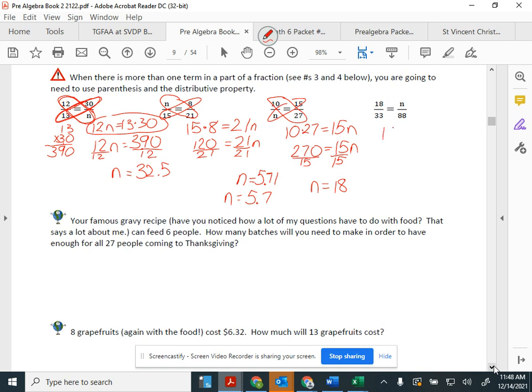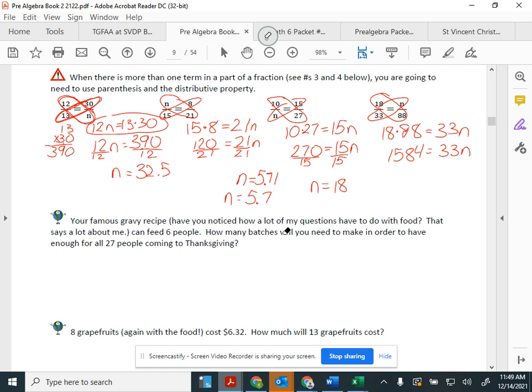18 times 88 equals 33 times n, because we're doing those cross products. So 18 times 88 gives me 1,584 equals 33n. What do I have to do next, Finn?